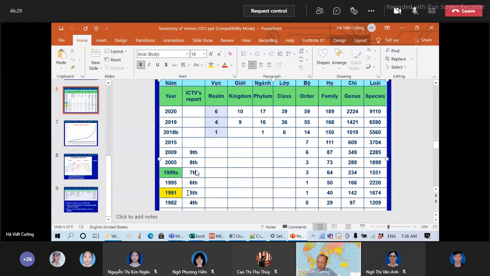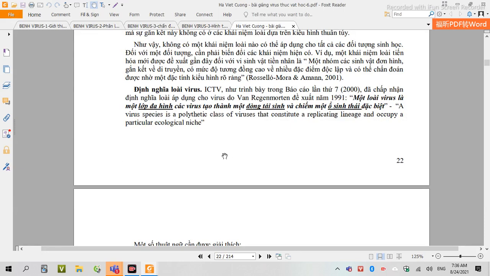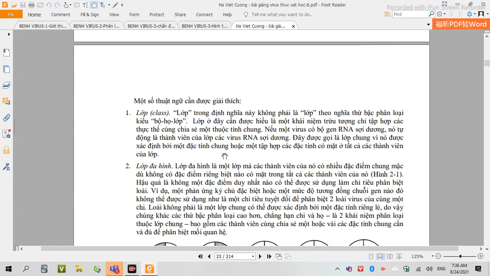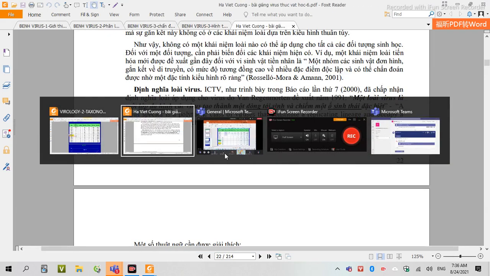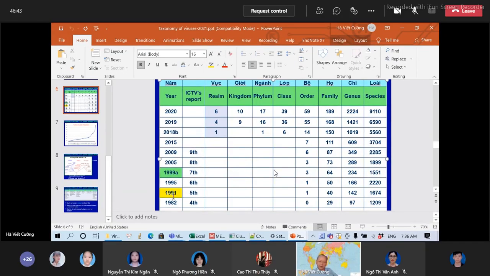So everyone understands the importance of 1991 in the taxonomy of viruses. And second, if you look at the time point, 1991 is not so long ago in the history of biological taxonomy. We will discuss virus species later on. Now we move on to 1999. What happened here?